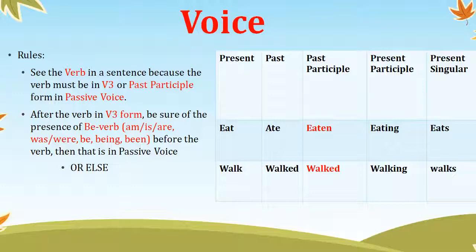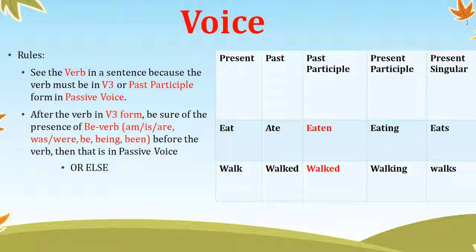What are the verb forms? Eat, ate, eaten, eating, and eats. Walk, walked, walked, walking, and walks. So this verb form should be there. We have to see this form. If there is a B3 form, that can be in passive. Otherwise, if out of this B3 form there are present, past, present participle or present singular, then 100% that is not in passive voice.